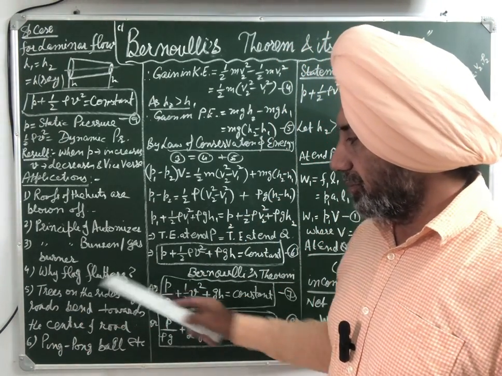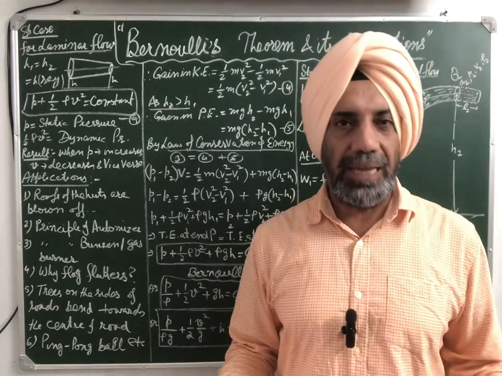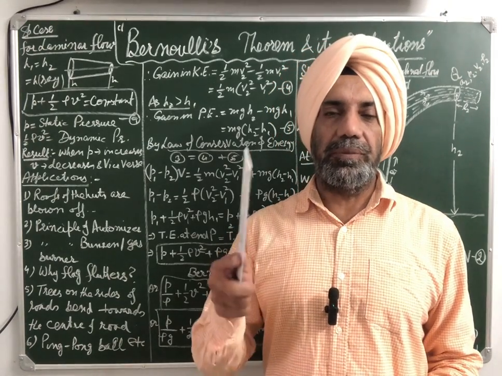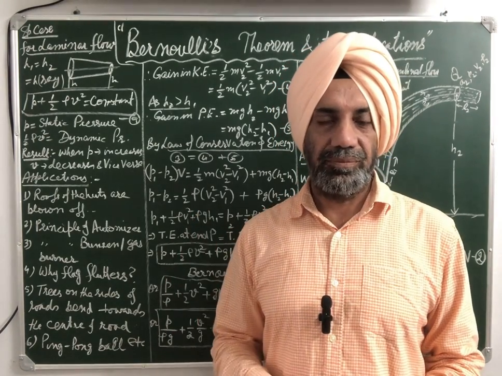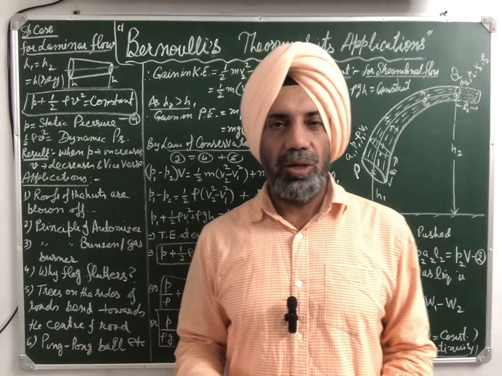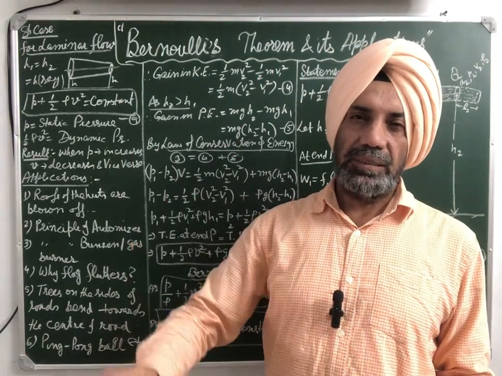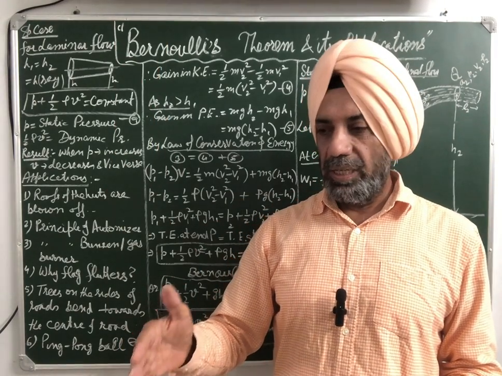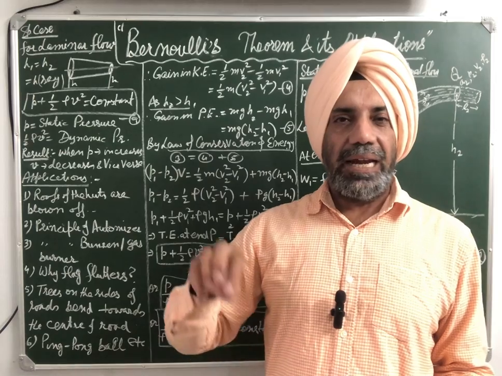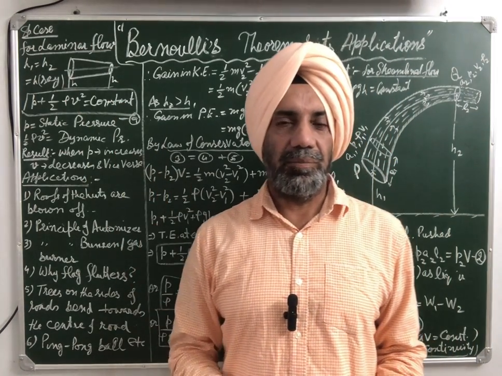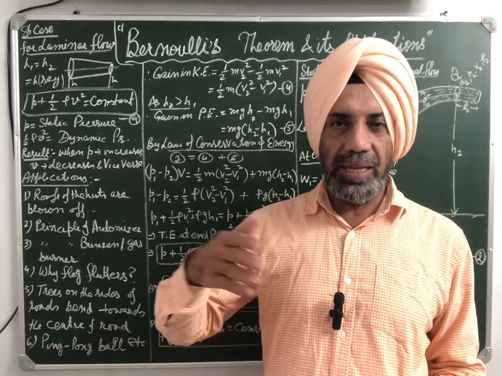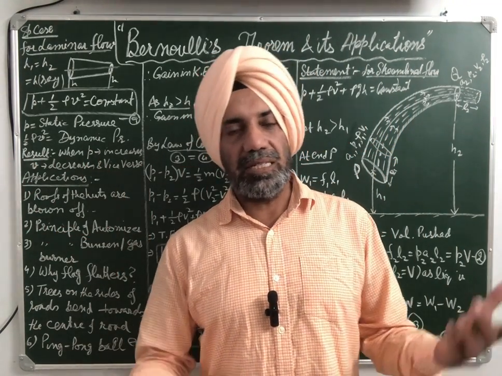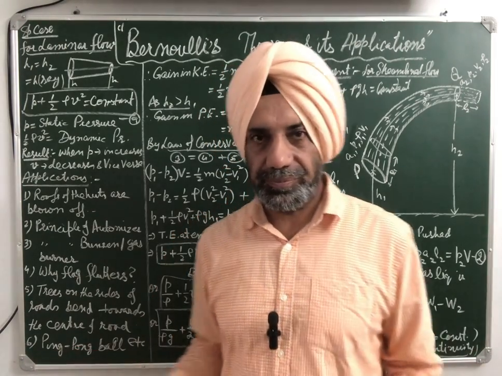Why does a flag flutter? A flag flutters because as we go up, velocity increases and pressure decreases. The flag's cloth has a certain length and width, so it experiences different pressure at different points because of height. That's why it flutters like this. So why does a flag flutter? You can say due to Bernoulli's theorem.